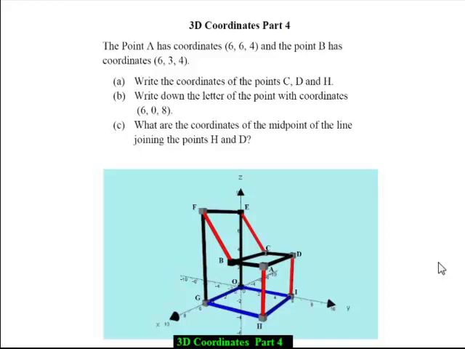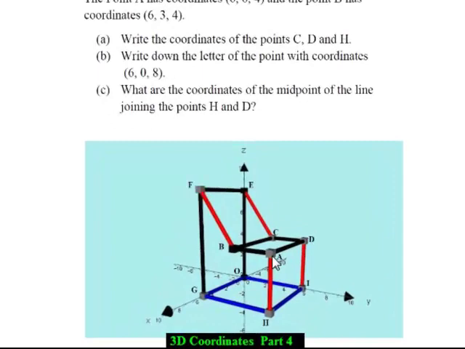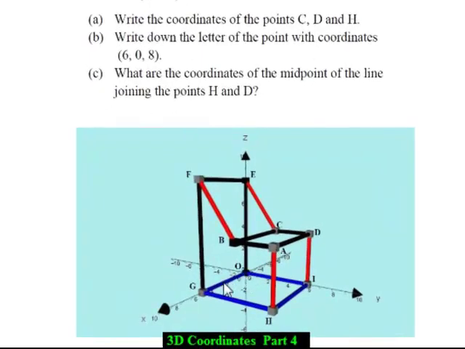This is the question that we're going to look at. You're told that the point A, this point here on the diagram, has coordinates 6, 6, 4. So you're coming 6 along the x-axis, 6 parallel to the y-axis, and 4 parallel to the z-axis. So in terms of dimensions, that's 6, and that's 4.